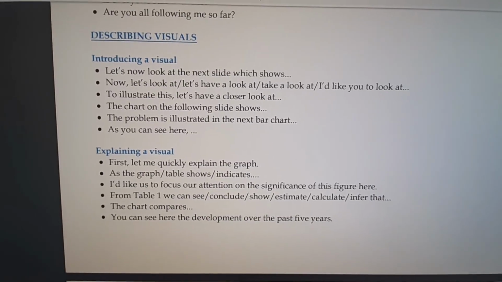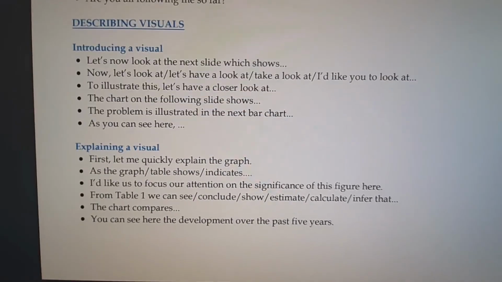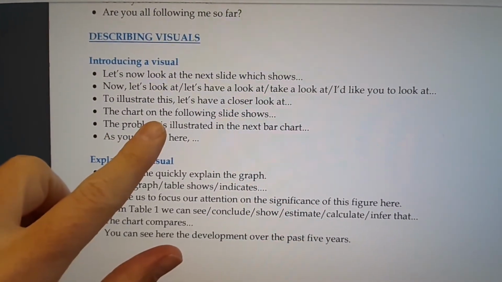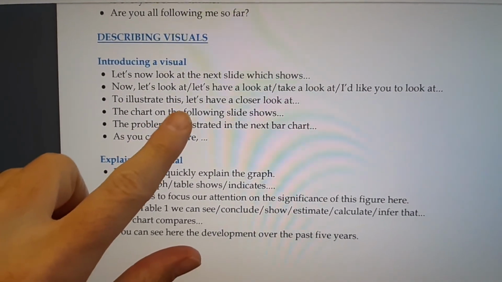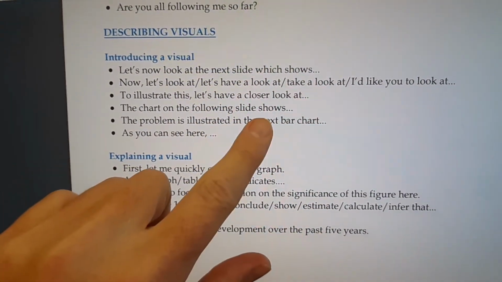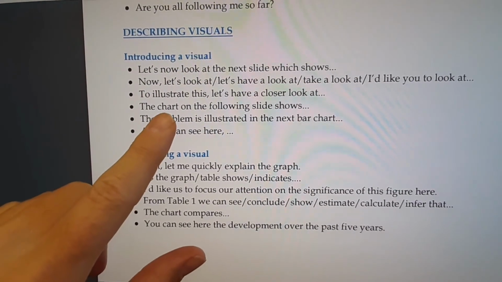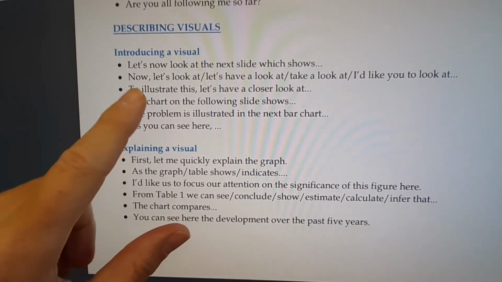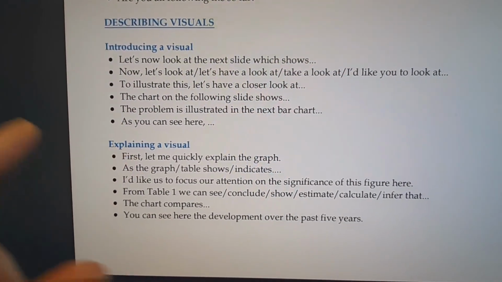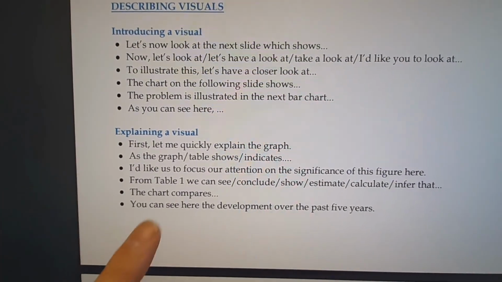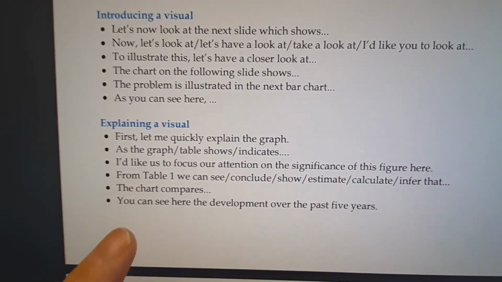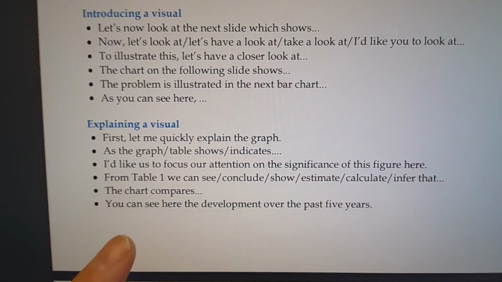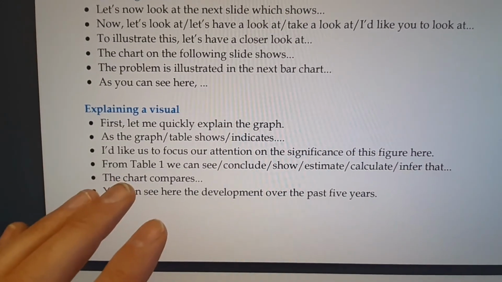So when you have visuals, there are some gray words here. I can talk about the chart on the following slide, or the chart on this slide, if you're already there, shows. You can change that to the graph, the pie chart, the table. All of these words are perfect when you're describing to the audience what they're looking at on each slide. Anyways, I'm sending you all of this.